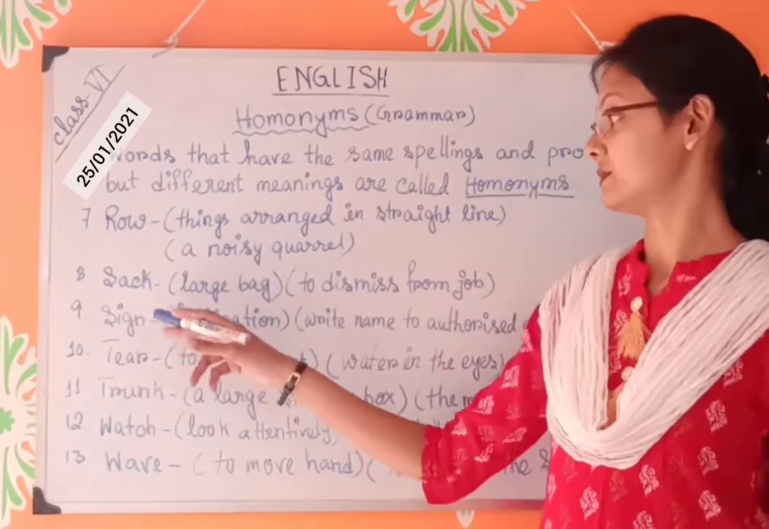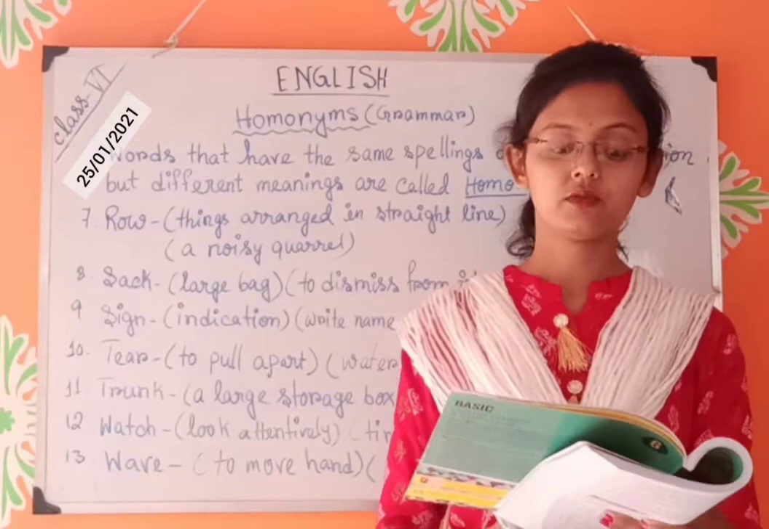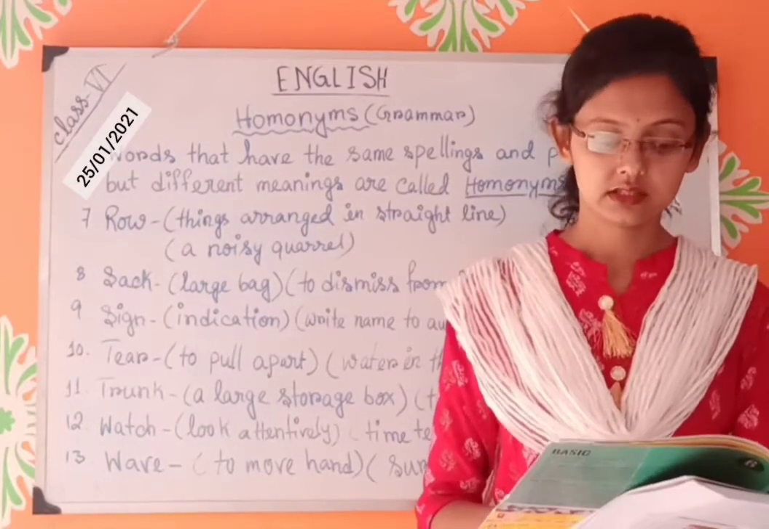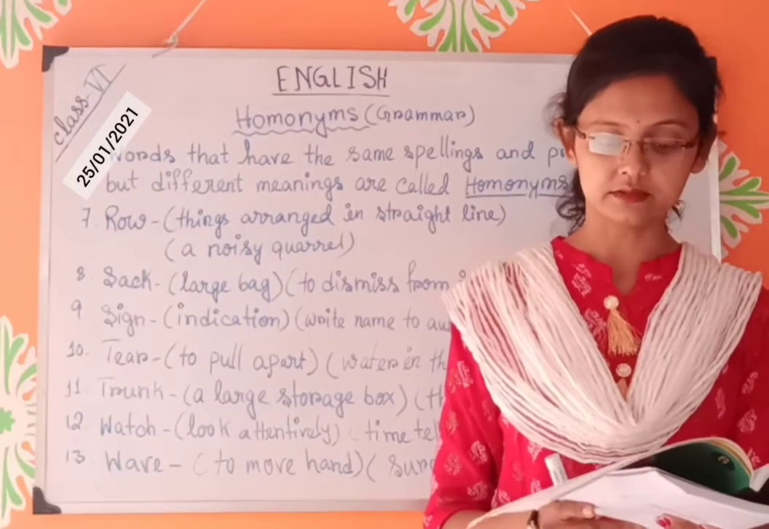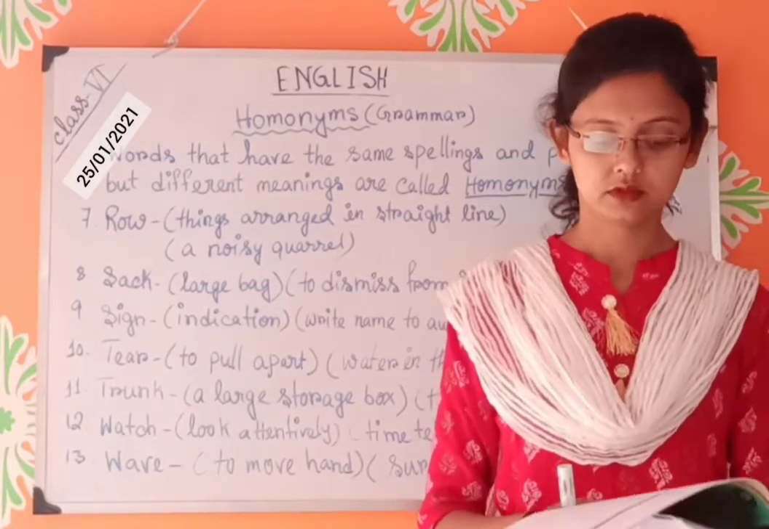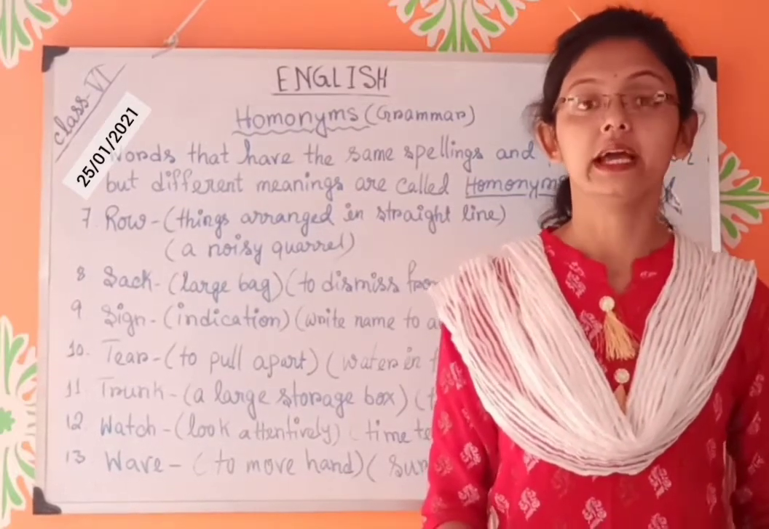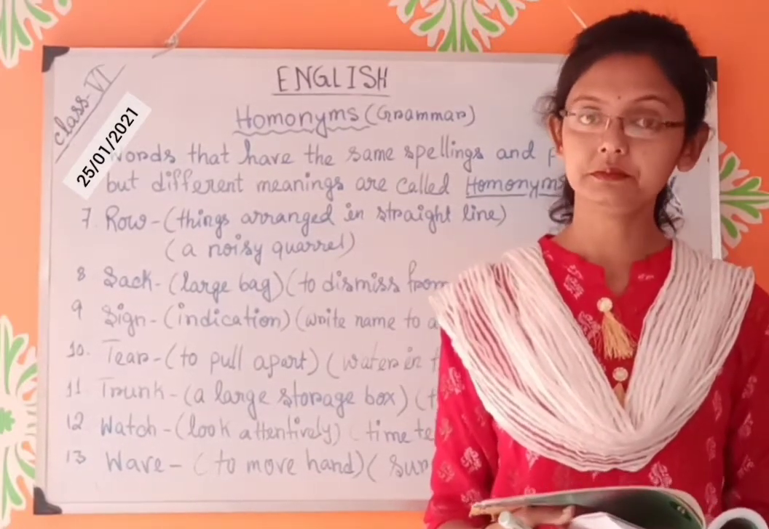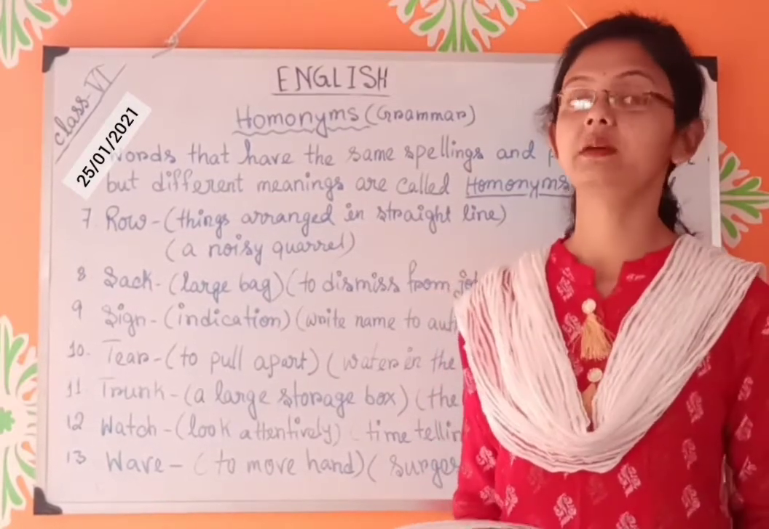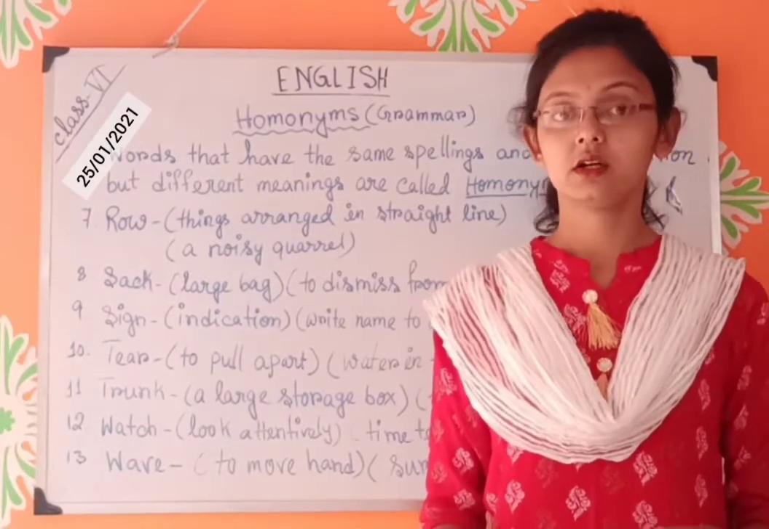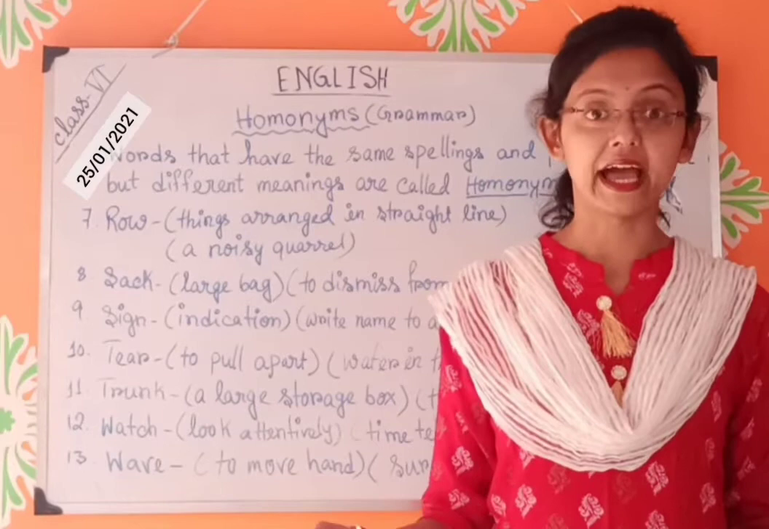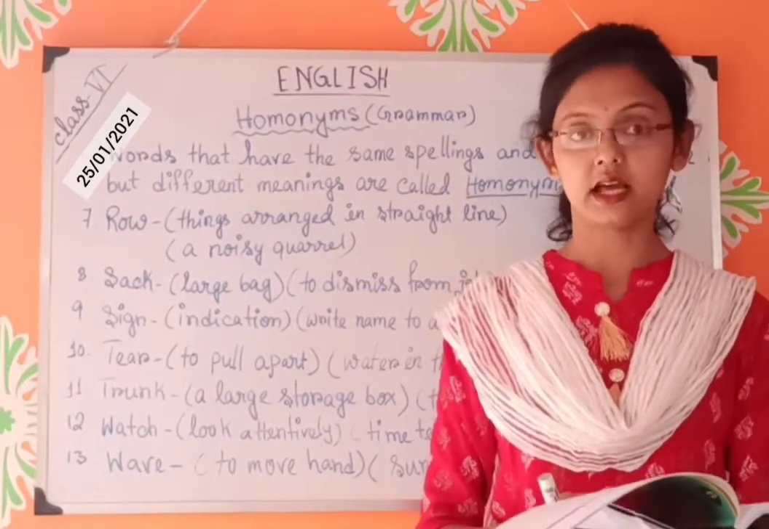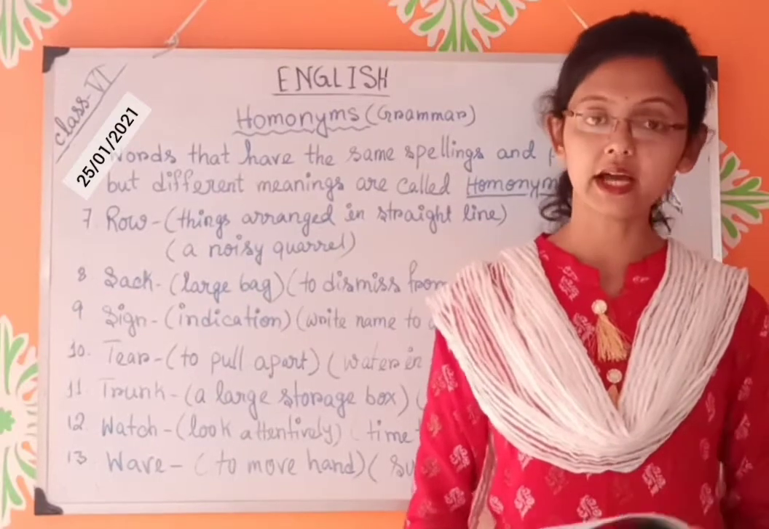Next one is sign. So you know that we sign. The first one means the indication. We get some signs. That is the indication. Your good health is a sign of a healthy lifestyle. So your good health indicates that you are living a healthy lifestyle. Sometimes on the roads also we get signs. We get the arrow sign sometimes, showing in which direction we have to go. That is also a sign.